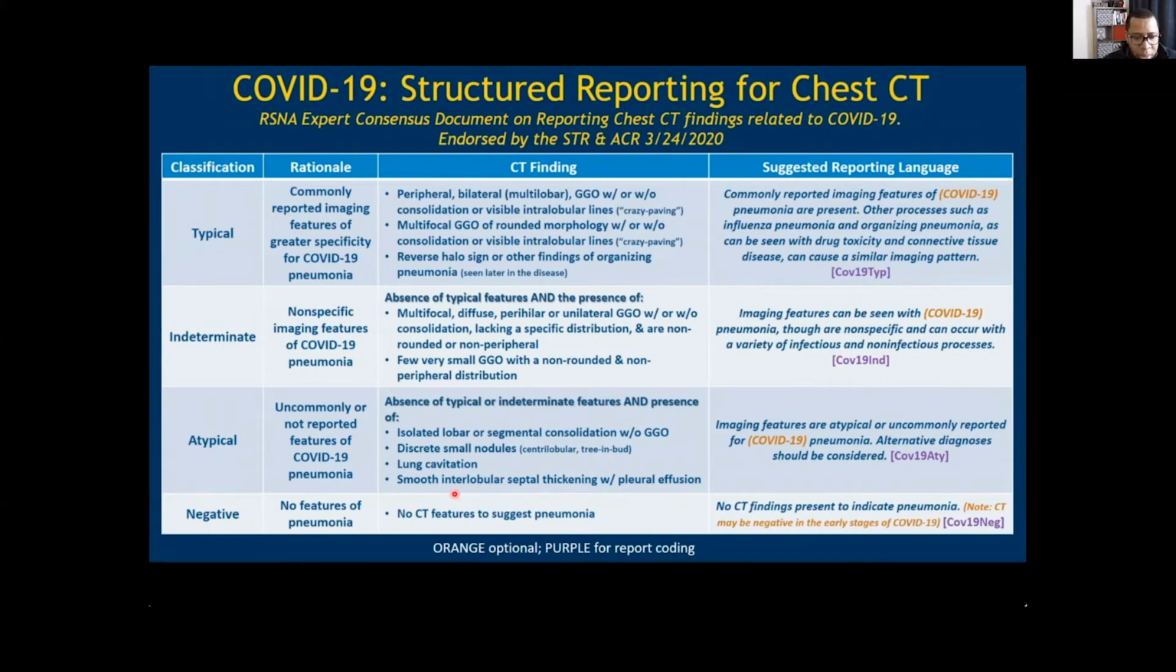You want to think more of pulmonary edema, cardiogenic or non-cardiogenic, things like pneumonitis, and things of that nature. And then negative, right? So you read a chest CT and you see no opacities, it's okay to say no CT findings present to indicate pneumonia, because remember, CT can be negative in early stages of COVID-19, right? So it's specific to pneumonia, COVID-19 pneumonia.